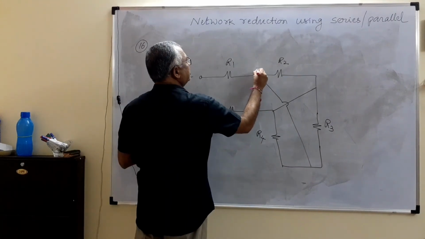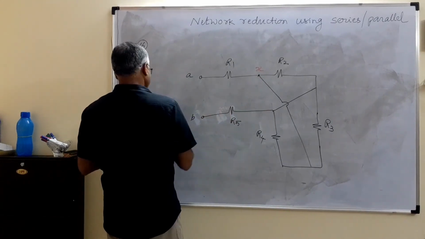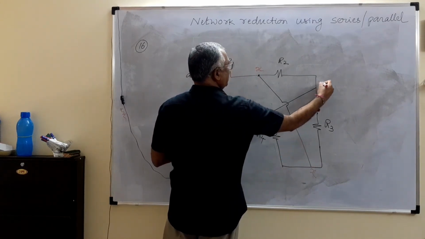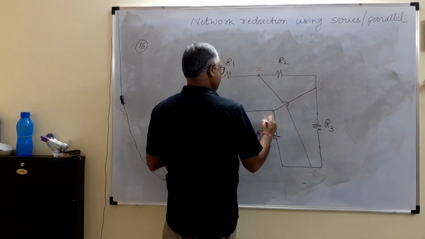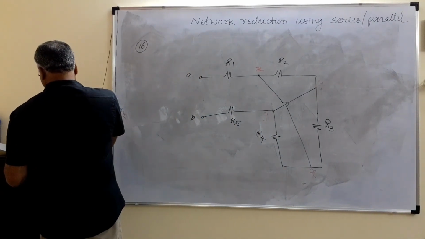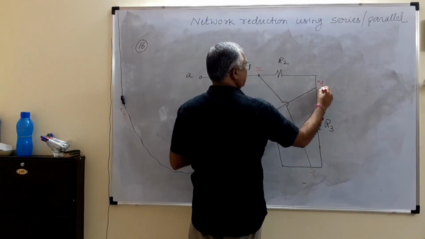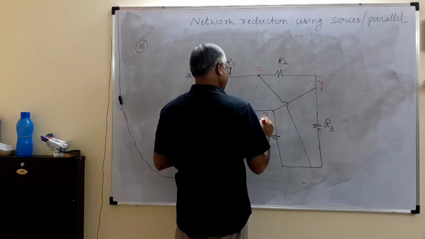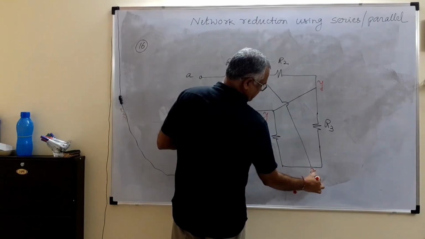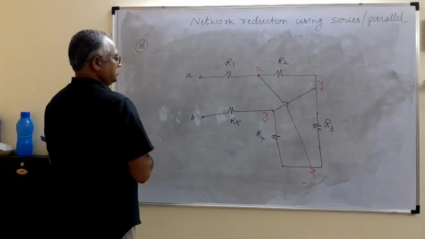Simple technique. If this point is x, this point is also x. If this point is y, this point is also y. This point is y, this is also y. Because no resistor here, so shorted, x and x, y and y. Now redraw.